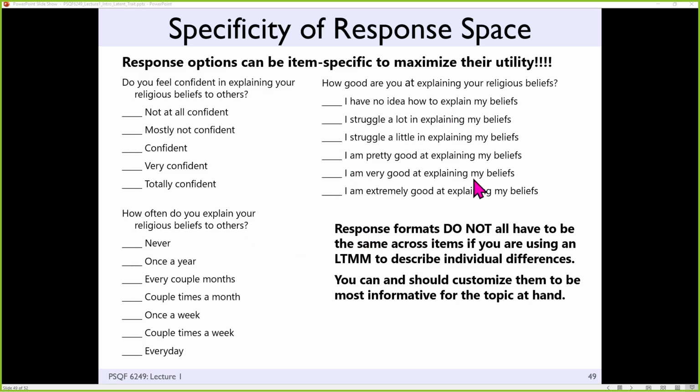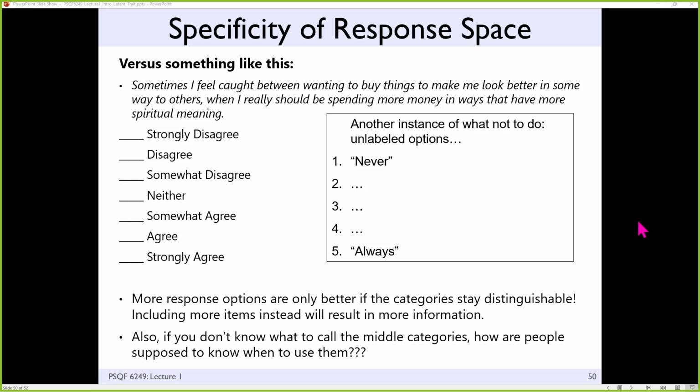So I actually like this quite a bit because I feel like someone who's answering these questions would understand what each of these questions is about and be able to pick an answer that best describes how they feel. Versus something like this. Oh God, yeah, exactly. Sometimes I feel caught between wanting to buy things to make me look better in some ways to others when I really should be spending more money in ways that have more spiritual meaning. What? Can I get a what for 1,000, Alex?